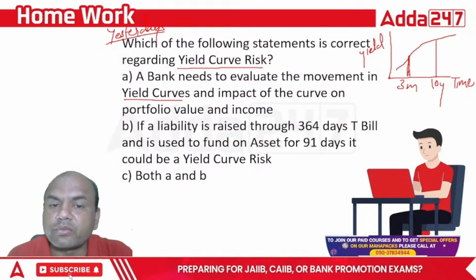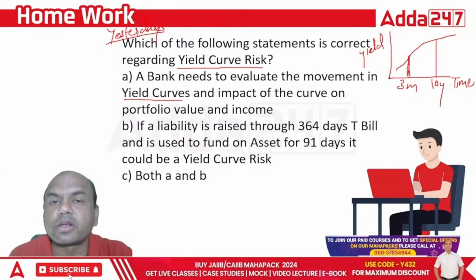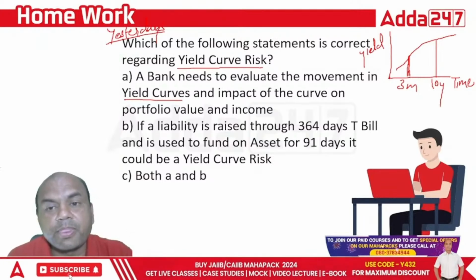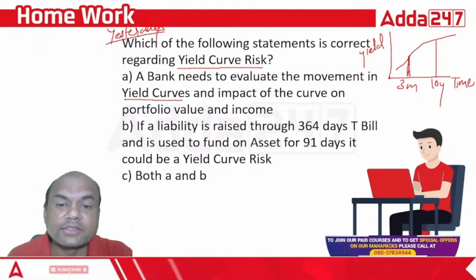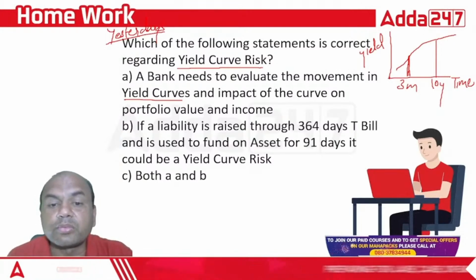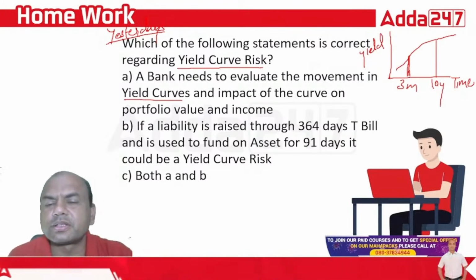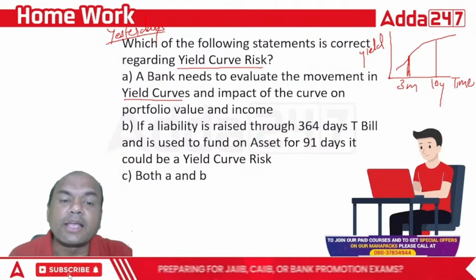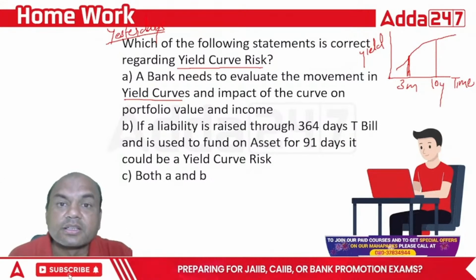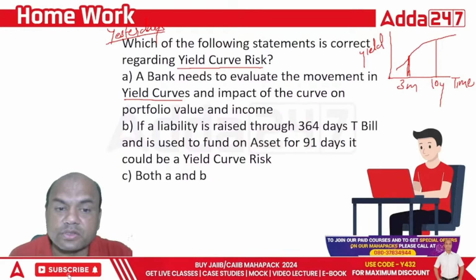So what is this yield curve risk? If it goes down, then what? If it goes up, then what? If it goes curved, then what? So a bank needs to evaluate the movement in the yield curves and the impact on the portfolio and the income. Obviously the bank needs to check this, because as the yield curve changes, the bank's income and earnings also change, profit and loss also changes.